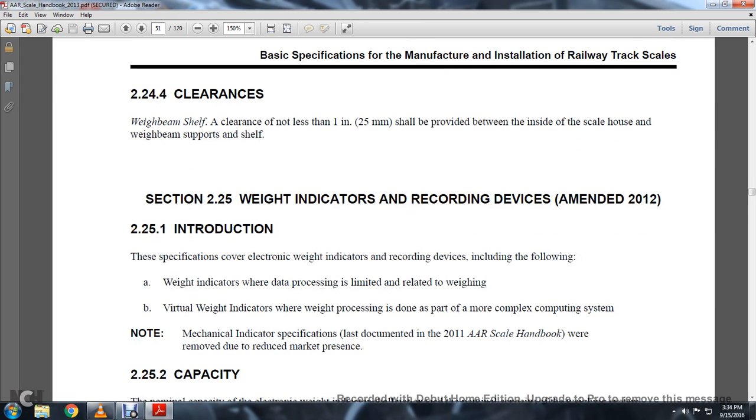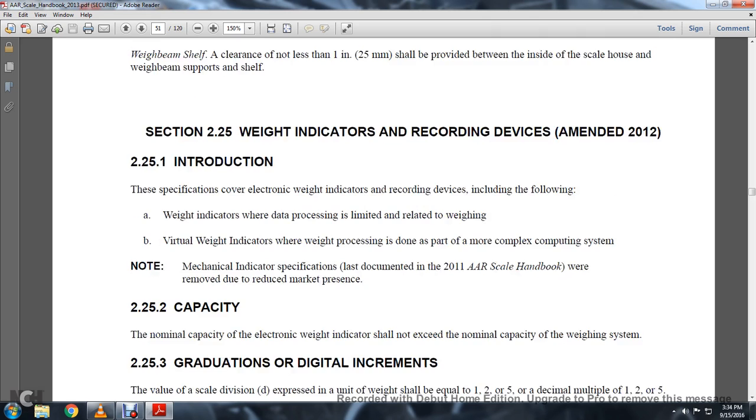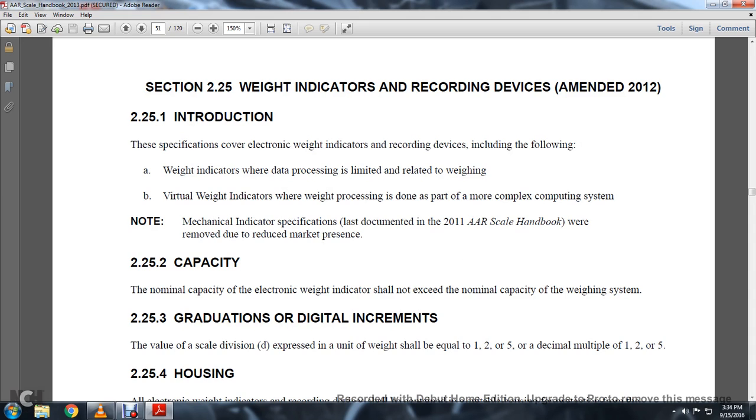225 Weighing indicators and recording devices, amended to 2012. 225.1 Introduction. This specification covers electronic weight indicators with recording devices, including the following weight indicators. The data processing is limited to that related to weighing. The virtual weight indicators are weighed in a process done with a more complex computing system. Note: mechanical indicator specifications last documented in 2011 in the AAR Scale Handbook were removed due to their reduced market presence.